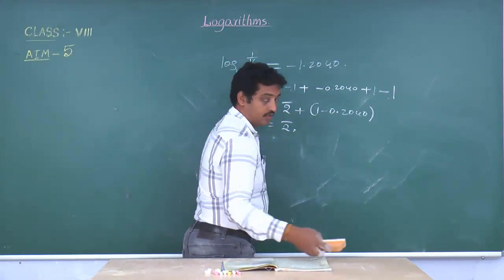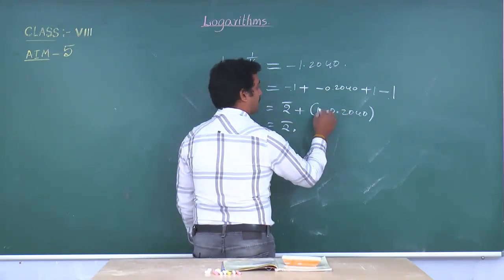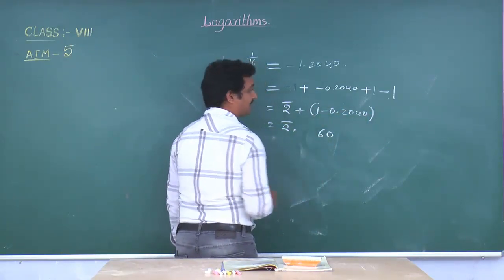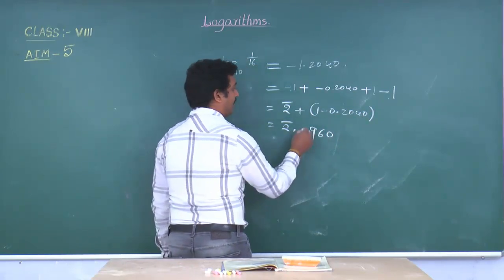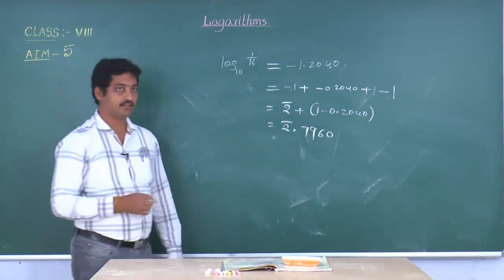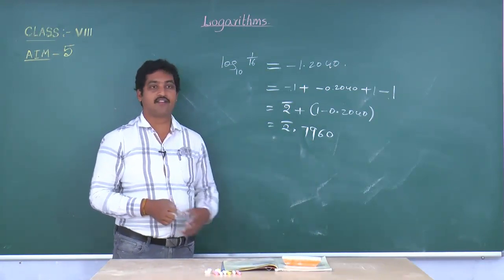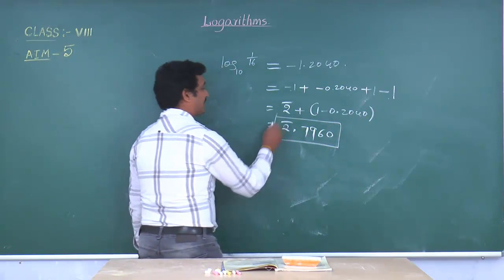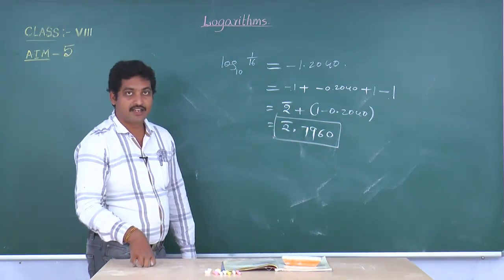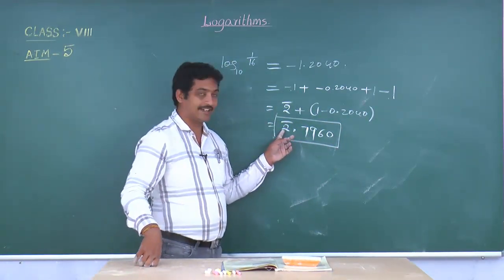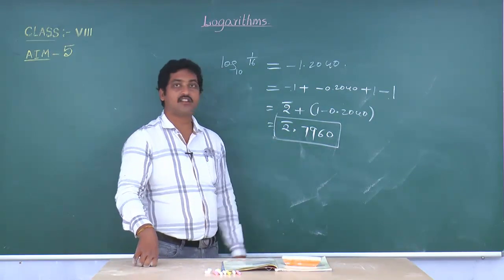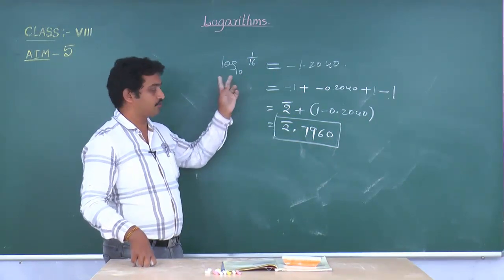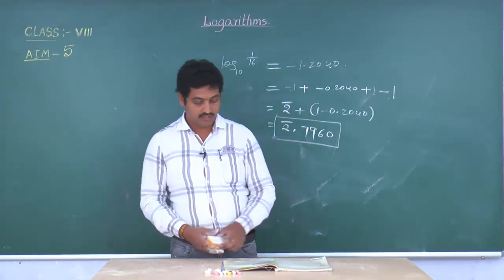Let's observe. Subtract: 0, and after that 6, 9, and 7. Therefore 2 bar point 7960. Therefore children, what is its characteristic? 2 bar is the characteristic and 0.7960 is the mantissa of this log 1 by 16 to the base 10. Now come to another problem.